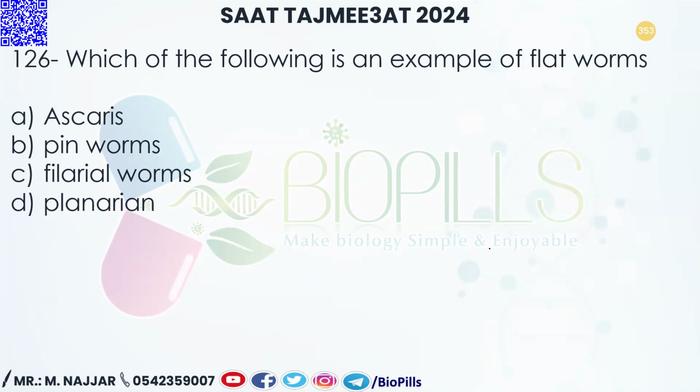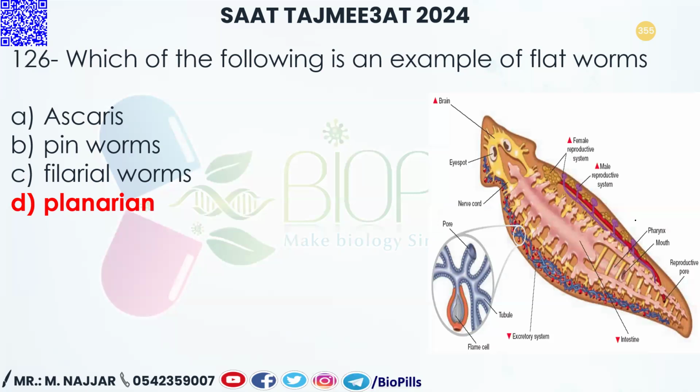Which of the following is an example of a flatworm? Flatworm, under the turbellarians, ribbon-like. Ascaris is no, it is a nematode. Yes, you are right. It is planarian. And here is the shape of the planaria.